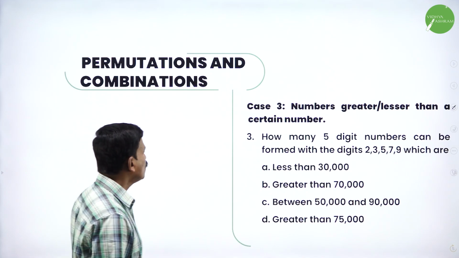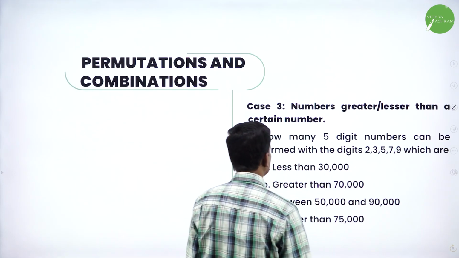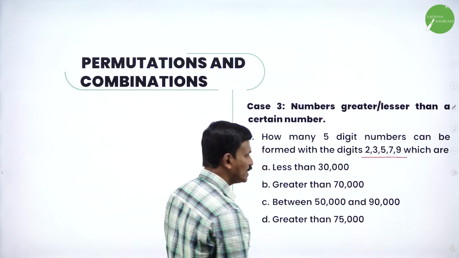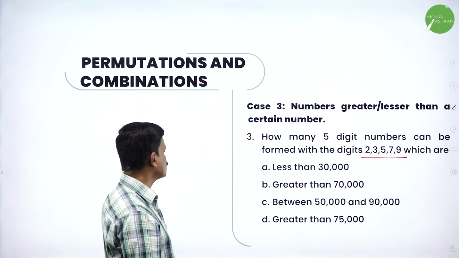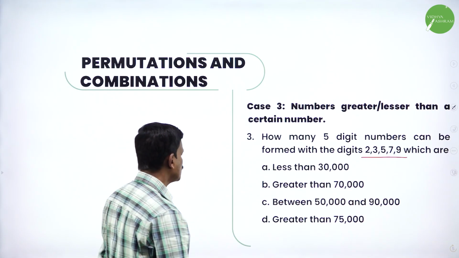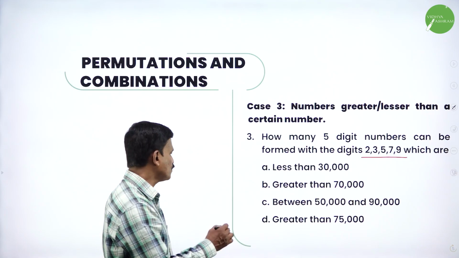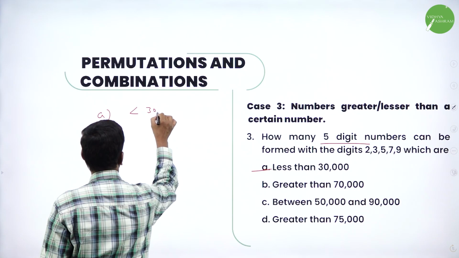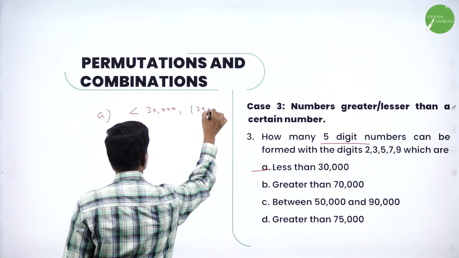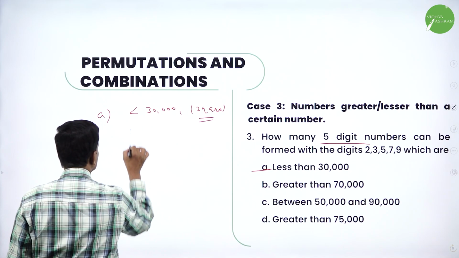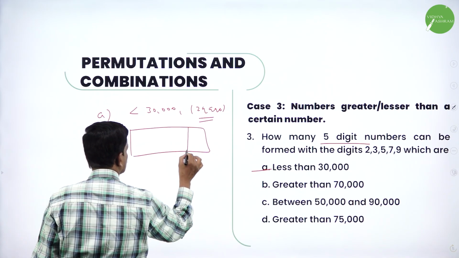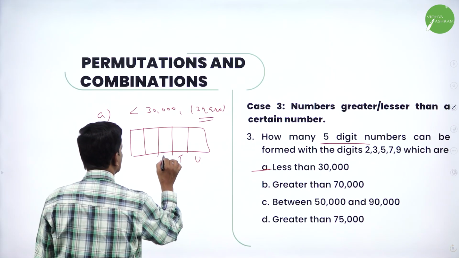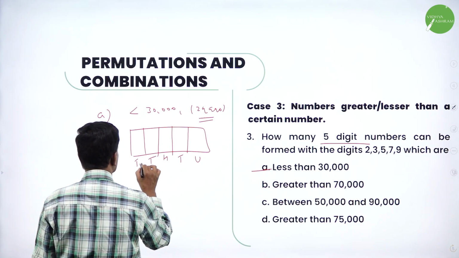This is very important. How many 5-digit numbers can be formed with the digits 2, 3, 5, 7, 9 which are less than 30,000, greater than 70,000, between 50,000 and 90,000, greater than 75,000. So 4 conditions are given. Now less than 30,000 means up to 29,999. So that means here a 5-digit number: unit, 10, 100, 1000, 10,000.